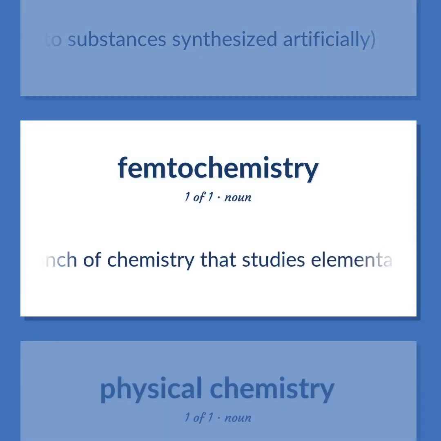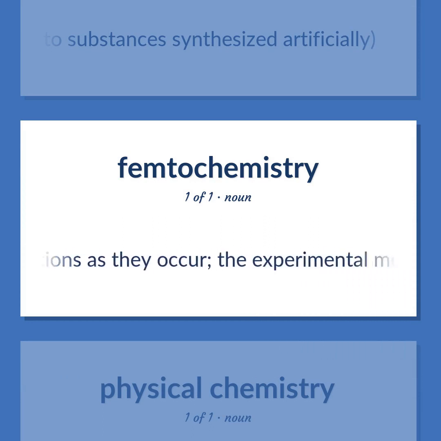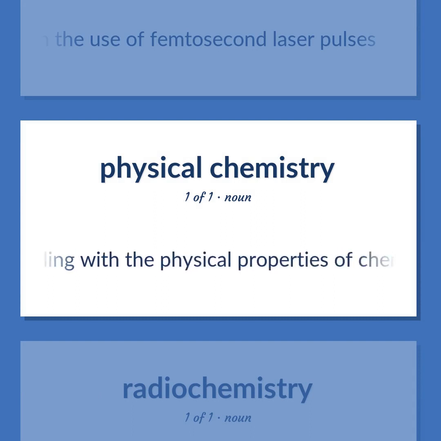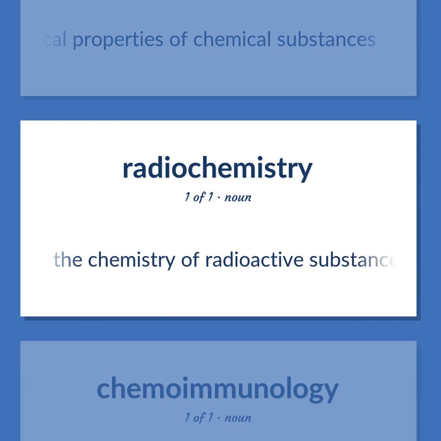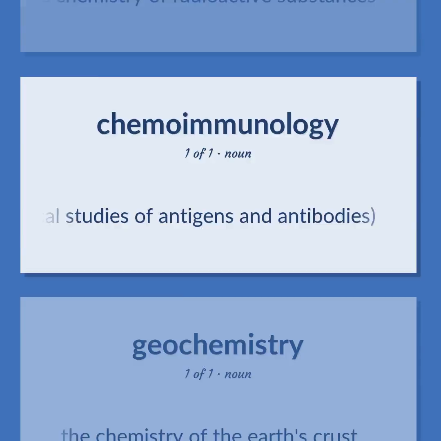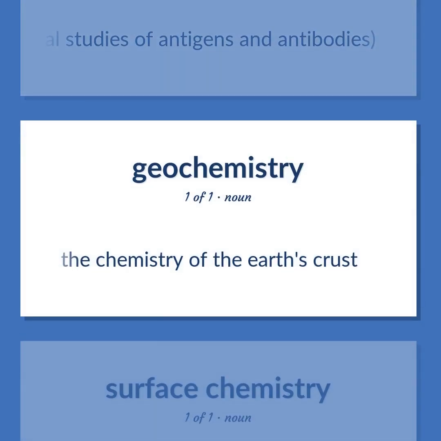The branch of chemistry that studies elementary, often very fast, chemical reactions as they occur. The experimental methods are often based on the use of femtosecond laser pulses. The branch of chemistry dealing with the physical properties of chemical substances. The chemistry of radioactive substances. The field of chemistry concerned with chemical processes in immunology, such as chemical studies of antigens and antibodies. The chemistry of the Earth's crust.